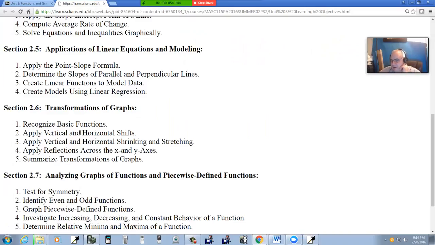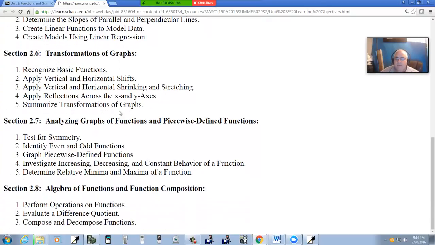Now, that was creating models using linear regression. And it's also the same as number 3, create linear functions to model data. Well, that's what the linear regression does. It gives you a model that you can then use to predict. To model data means to predict it.